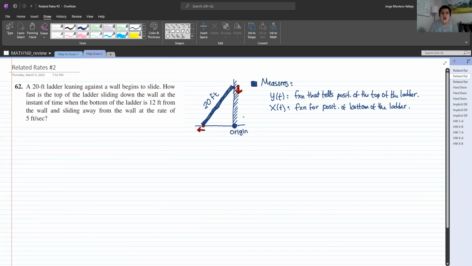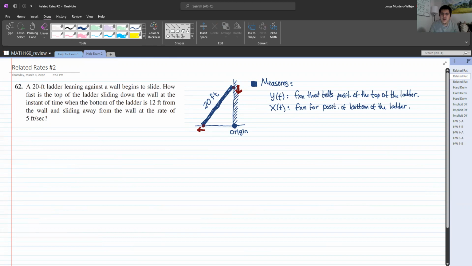What I want to highlight here is that the position of this one over here is getting farther away. It's going to move at some velocity, right? Because the distance between it and the origin is increasing, that velocity is going to be positive, right? It's getting farther away.